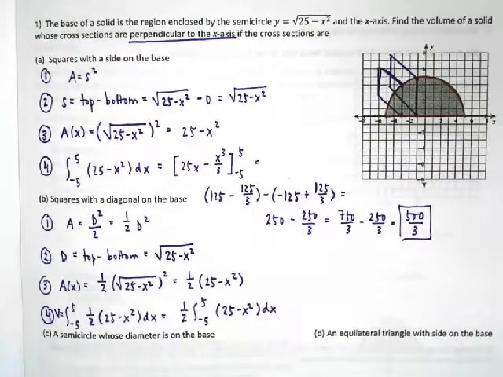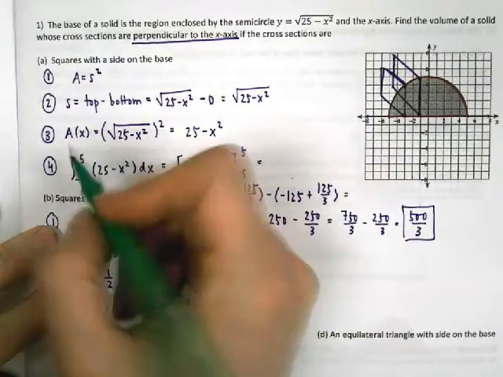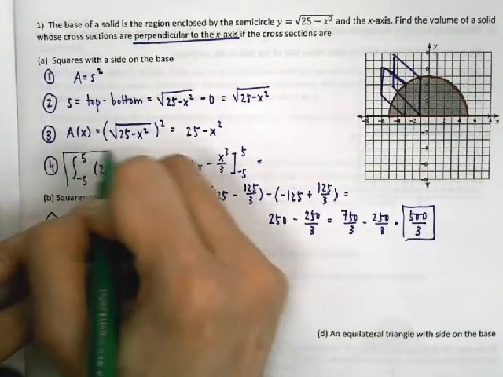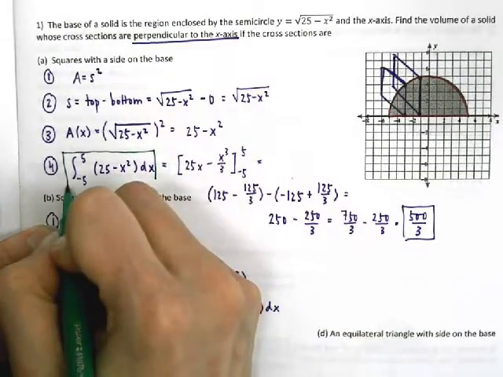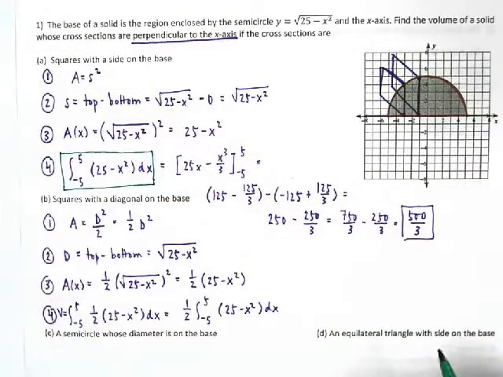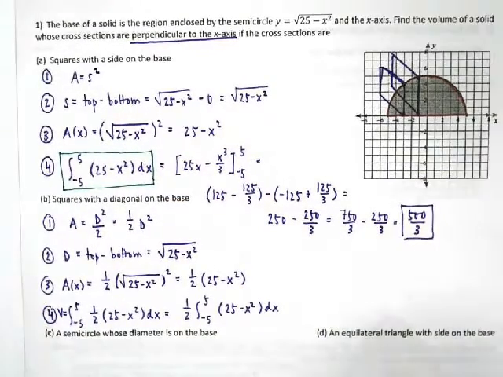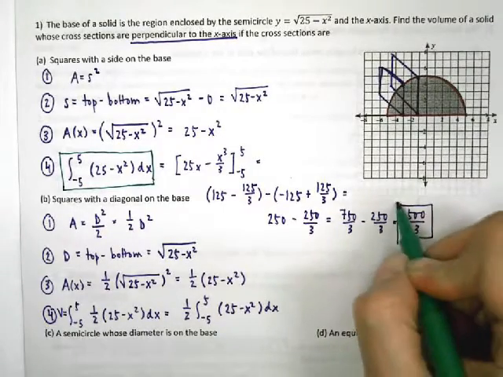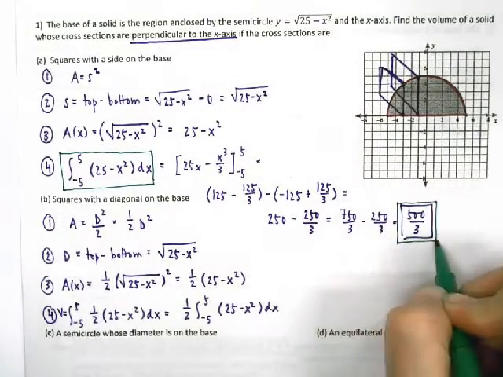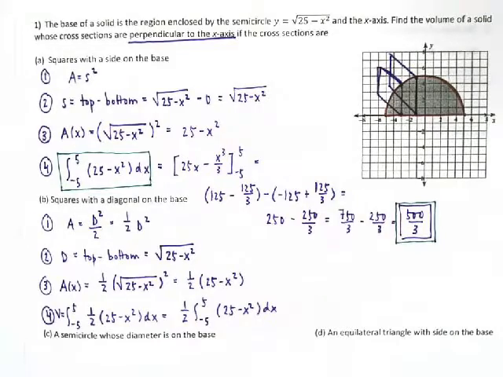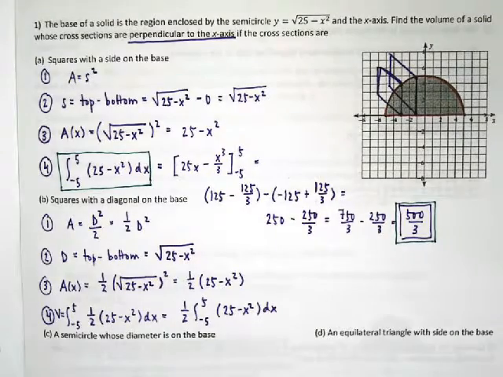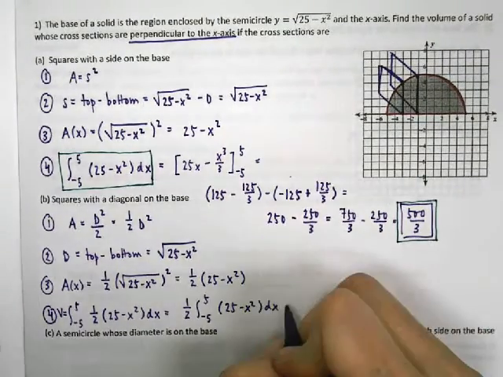Well, hopefully, we should recognize that we already know the value of that integral. We calculated that up here when we had a square with a side on the base. And we knew that value was 500 over 3. So rather than go through and redoing all that work, I'm just going to use that result.